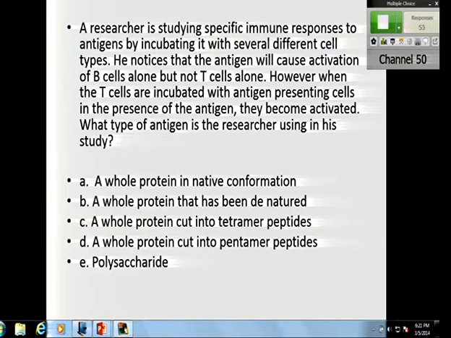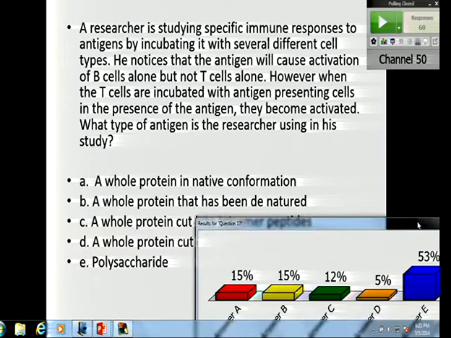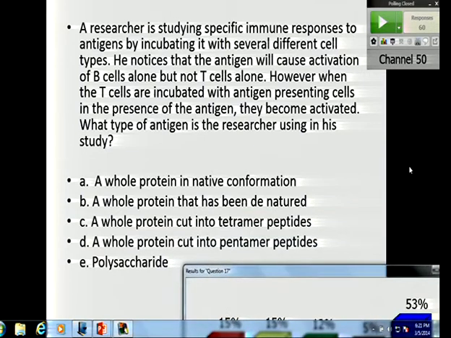So this question is like a puzzle. It's actually simple if you just look at it. Okay?